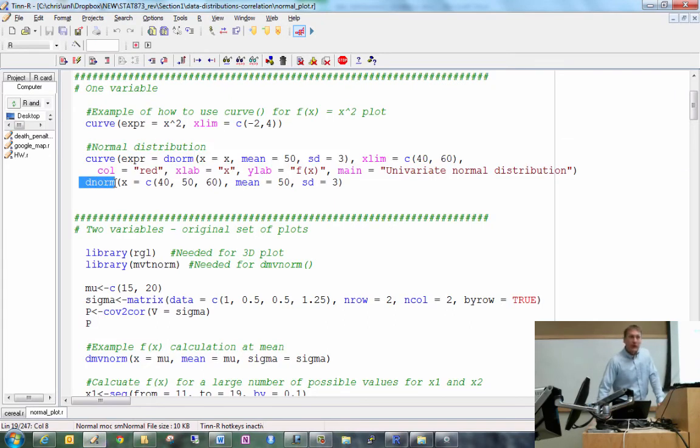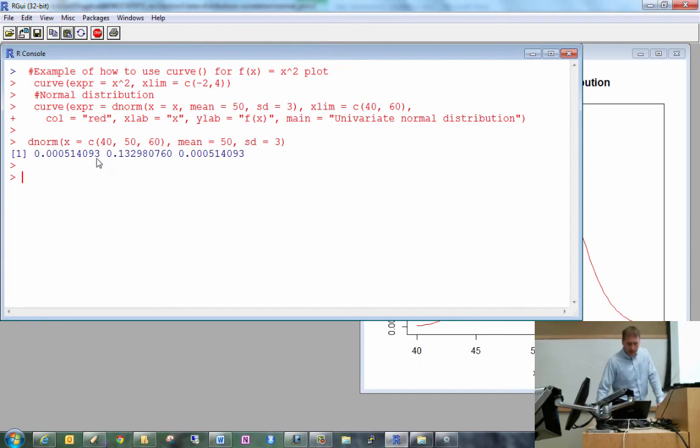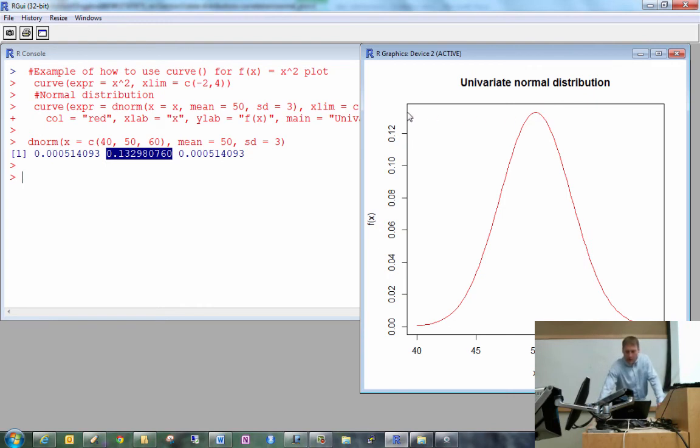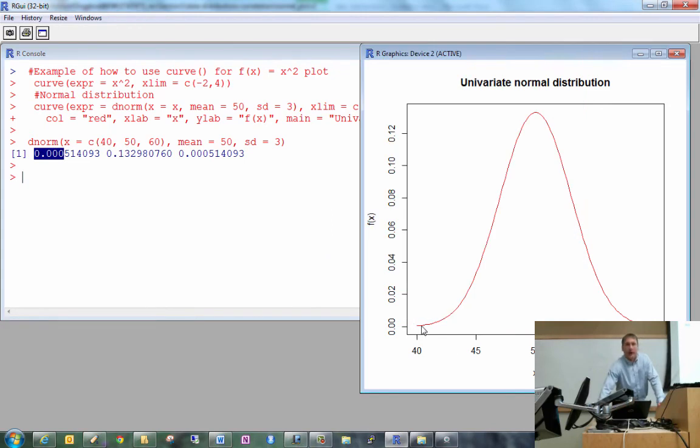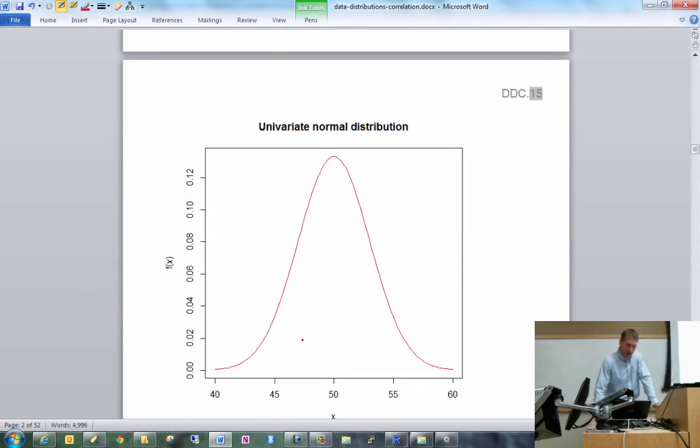You could also just simply use the dnorm function like this, just to illustrate. Suppose I want to evaluate f of x for my normal density at 40, 50, 60. And notice what I get. So at 50, I get an f of x of 0.132. And notice how that corresponds to the height, actually it is the highest point of this curve there. At x equal 40, notice it's only 0.0005. And you can actually see that on the curve right there. Okay. So that's the univariate normal distribution. Should not be new to you other than maybe how to do this in R.